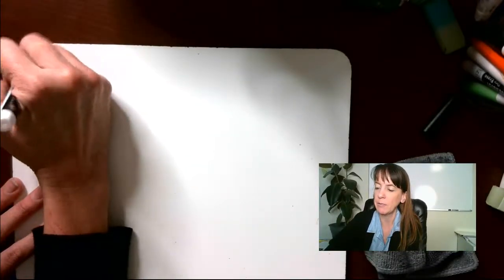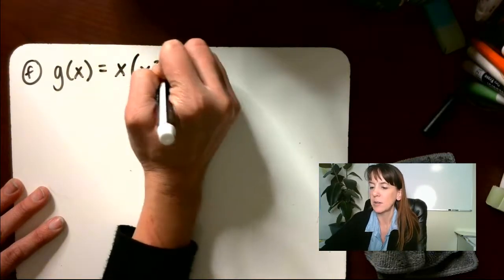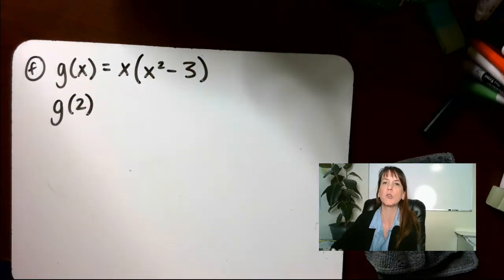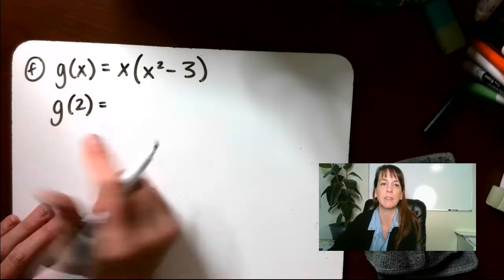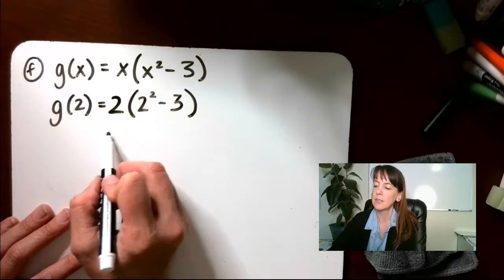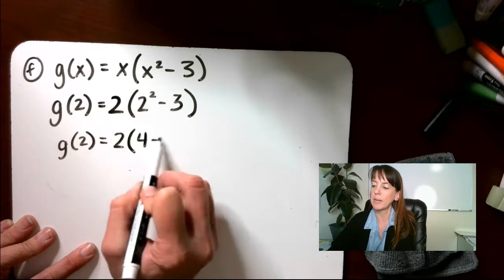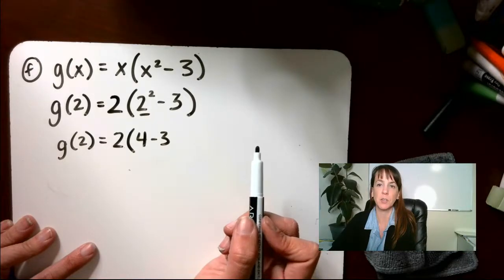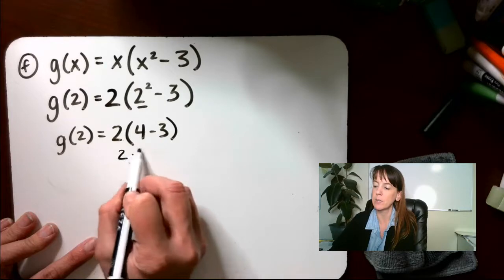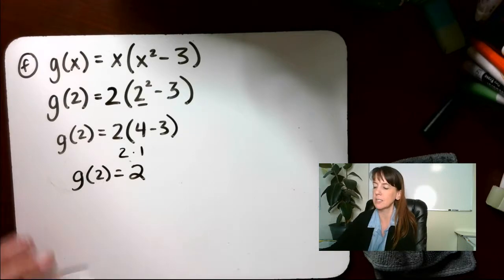All right, so for F, we have g of x equals x times x squared minus 3. Find g of 2. All right, so we don't have to be as scrupulous about our parentheses because there's no negative here. 2 squared minus 3, okay? g of 2 equals 2 times 4 minus 3, because we want to do those exponents first, right? 4 minus 3 is 1. 2 times 1, right? g of 2 equals just 2. Okay, that's going to be your answer.